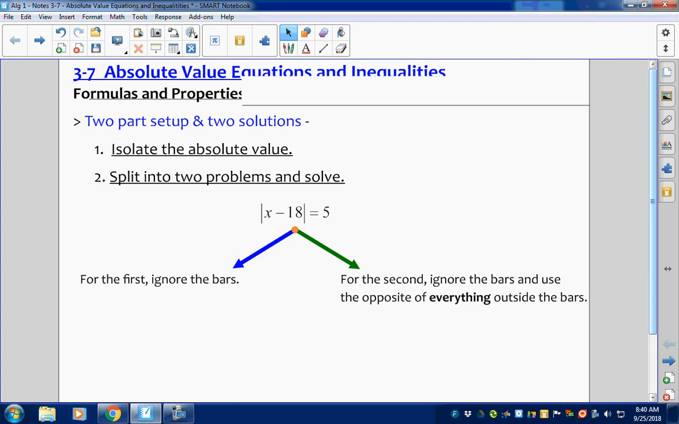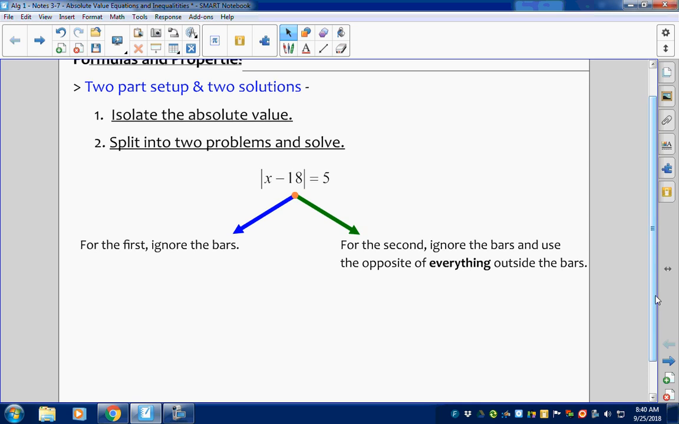If you think about a number line, if you're staying at 0 and you want to know what point is 7 units away from 0, there's two of them, right? It would be -7 and also +7. So because of those two different cases, we've got to split this problem into two cases and solve both of them. And the way we do that is we first ignore the bars and just consider the positive version of this, x minus 18 equals 5.